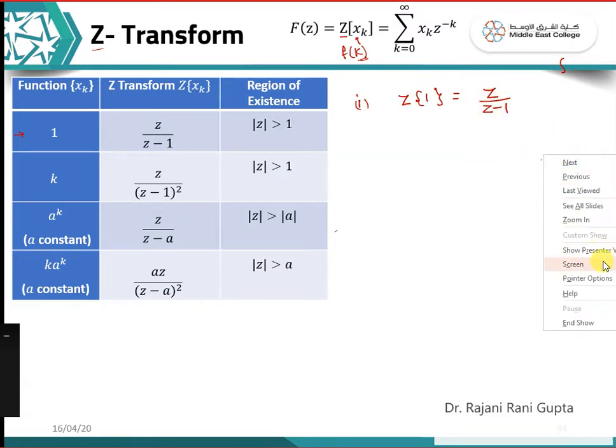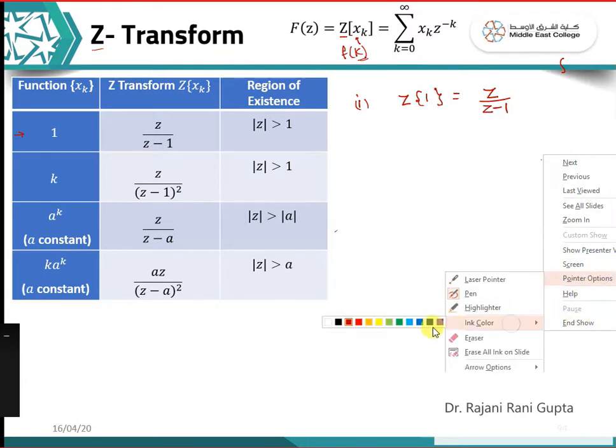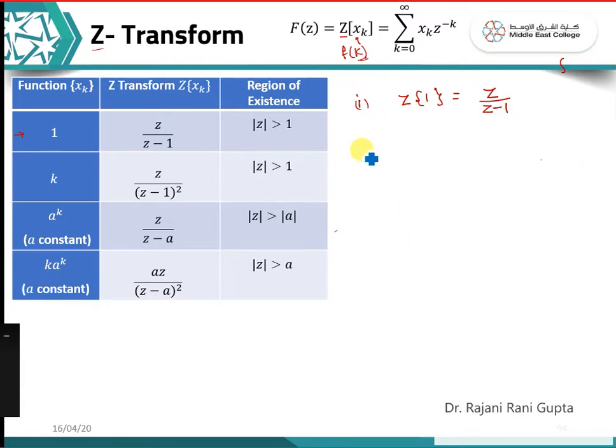Now, when I say it's 1, it means you cannot use this rule for, like, the Z transform of 3 as z over z minus 3. No, it should be 3 times the Z transform of 1, which is 3 times z over z minus 1. Remember, this rule is for 1. If it is 1, only then you will get z over z minus 1. It's not for a constant, like we have for Laplace.